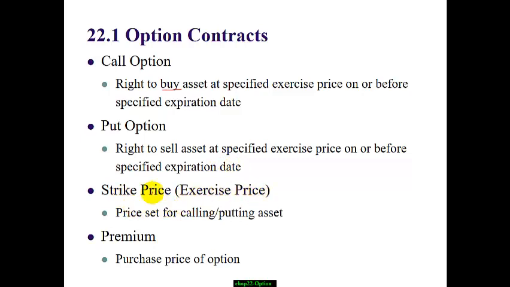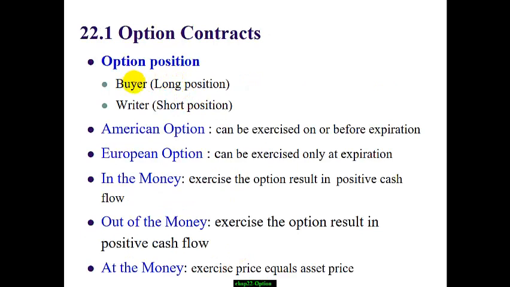An option contract includes the strike price, which is the agreed-on price when they exercise options. Options give you the rights, but at a cost. The cost of an option is called the option premium. That is simply the purchase price of the option. You can buy options or sell options. The buyer of the option is in a long position, while the seller, the option writer, is in a short position.